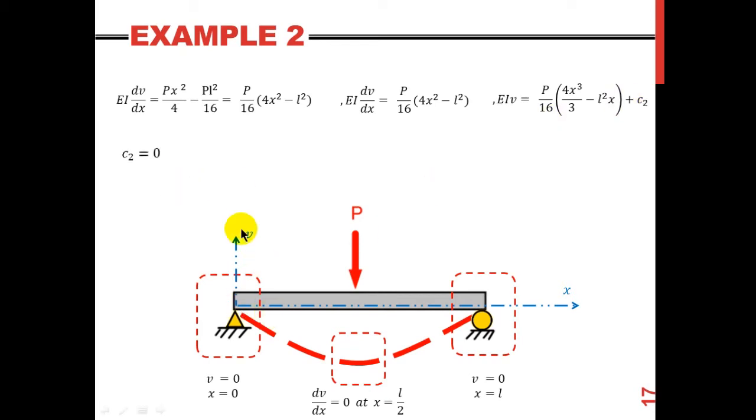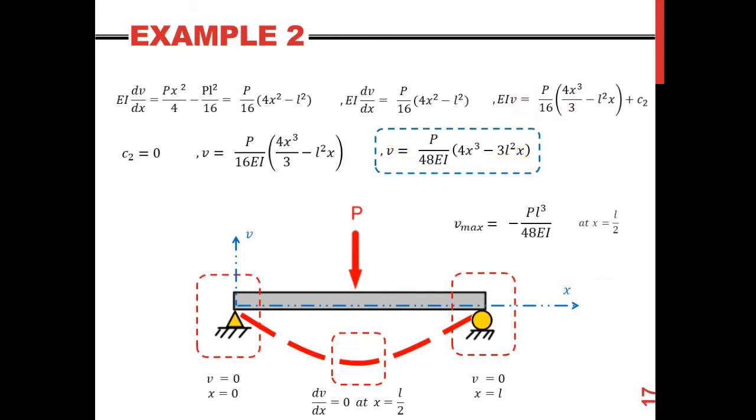Why? Because I'm using this boundary condition. And remember, at the support I have a 0 deflection. So it is either I take this one or this one, go for the simpler one. So this is my deflection. I can simplify it, get it in this form. This tells me how to find the deflection along the beam.